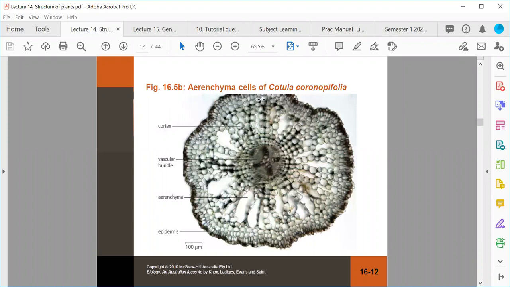Here's another type of parenchyma cell called aerenchyma. And aerenchyma cells have these very large air spaces, which enables a better movement of gases in these particular cells.